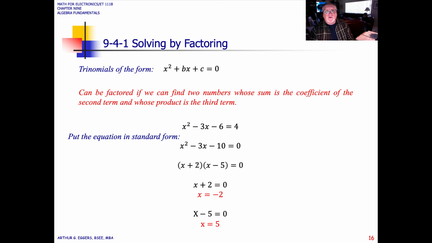Now I need two numbers that when summed together give me negative 3, and when multiplied together give me minus 10. Very simply, if I add 2 to minus 5, I get minus 3. If I multiply 2 and 5 together, where I have a negative, I get minus 10. So it factored out to x plus 2, x minus 5. Set each of these terms to 0 and solve for the unknown. So our roots in this case are x equals minus 2 and x equals 5.